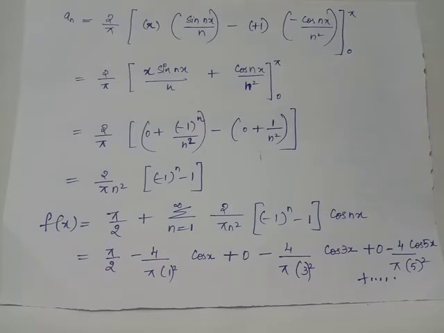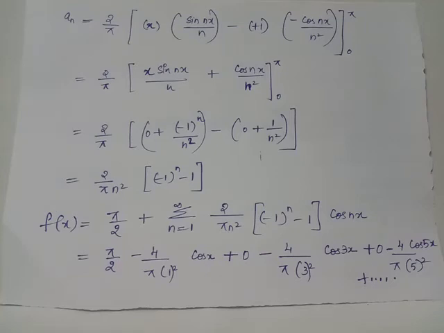When you apply upper and lower limits, we will get an = 2/π [(-1)^n/n² - 1/n²]. We have the sine term becoming 0 when we apply both upper and lower limits. Also, only the cosine term will give us non-zero terms. We have an = 2/π · 1/n² · [(-1)^n - 1]. Thus we have the Fourier series expansion obtained as f(x) = π/2 + summation n from 1 to infinity of 2/(πn²) · [(-1)^n - 1] cos nx.